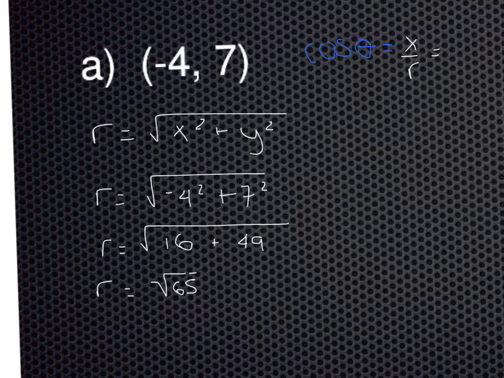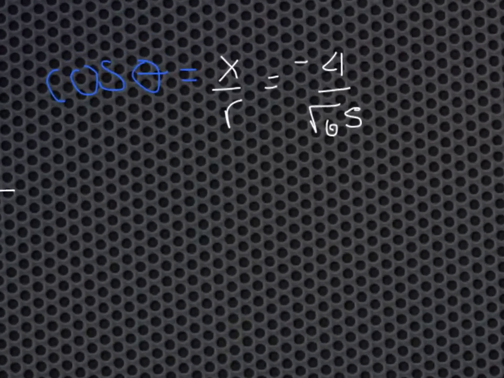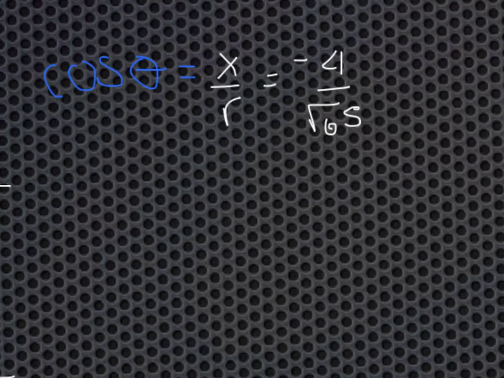X over r, and x is negative 4 over square root 65. Am I done with that problem? No, right? What do I need to do? Good, I need to rationalize my denominator. So the answer here is going to be negative 4 root 65 over 65.